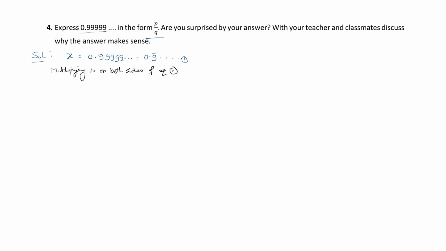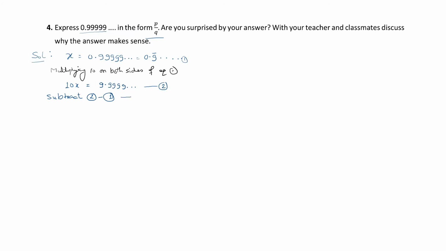So here we will get 10 times x equal to 9.999 and so on. This is equation number 2. Subtract equation number 1 from equation number 2.